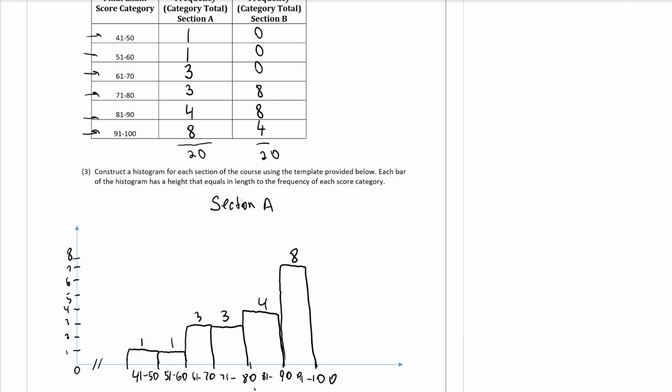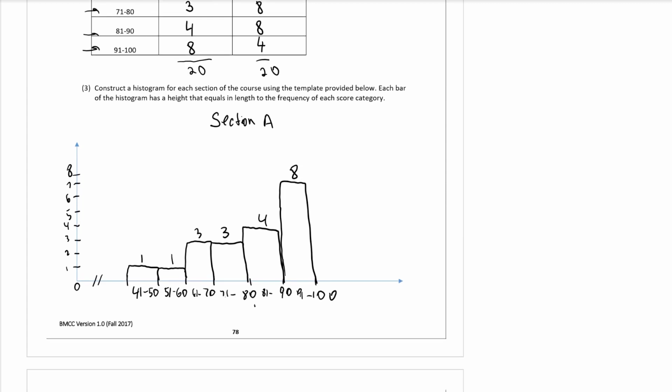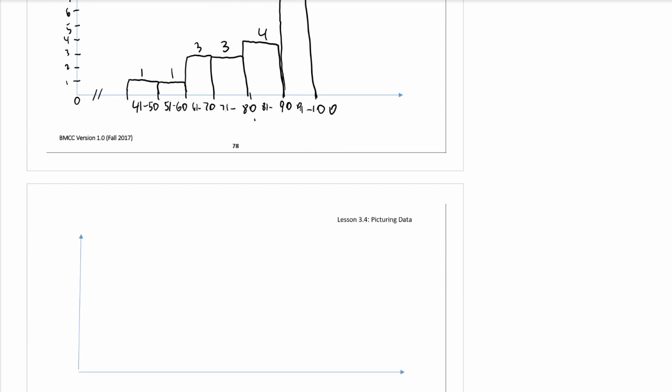All of these have to have equal widths. All right, so that's how you create a histogram. The other one is going to be a little bit quicker because it starts off at 71. So I'm going to keep these together, so it's kind of on the same level. This one right here is 71 to 80. This one is 81 to 90. And this one is 91 to 100.